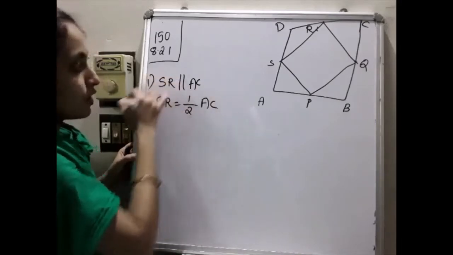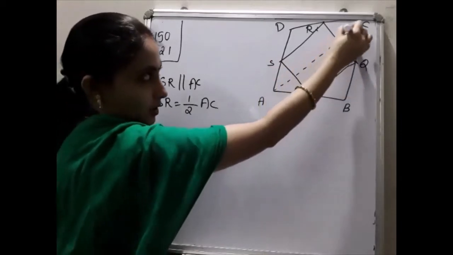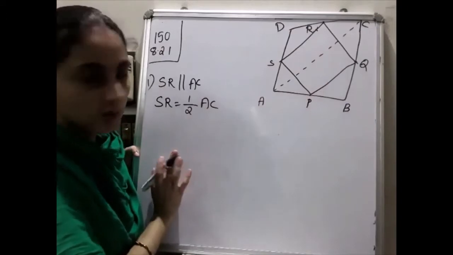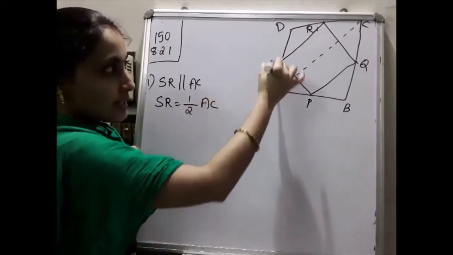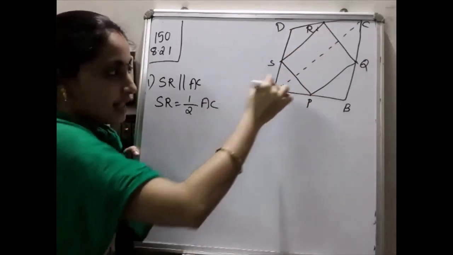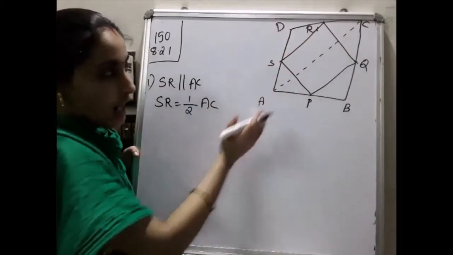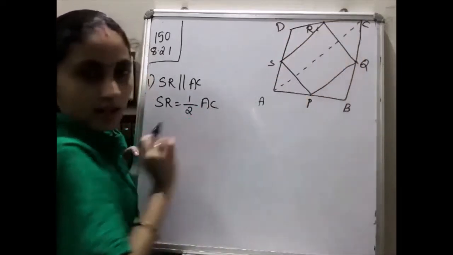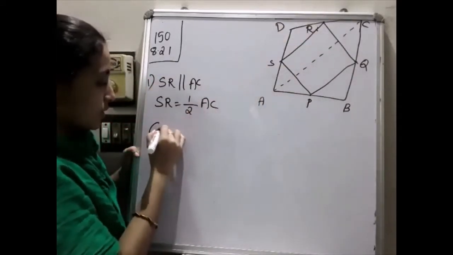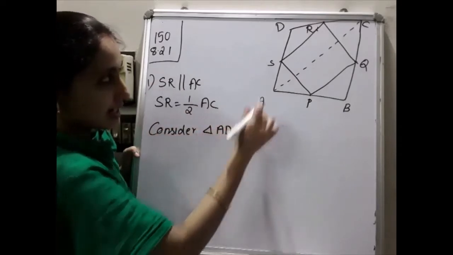So can you say how will you prove? Before that we have to draw one diagonal like this. One simple step, drawing the diagonal. Now listen here. Did you see two triangles here? That is ADC and ABC. ADC, this triangle, has AC as one side, and here also ABC, this triangle. We need SR, so I will consider only the top triangle. So consider triangle ADC.